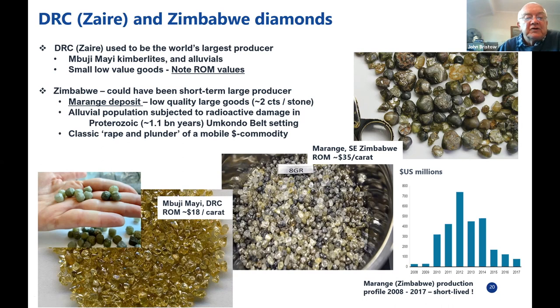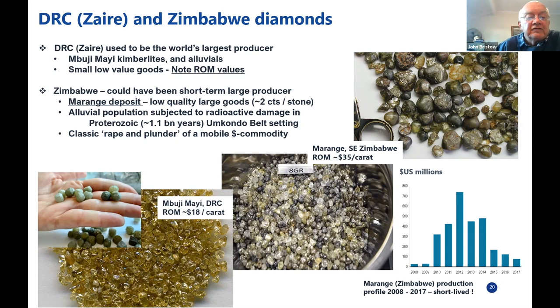Bottom left-hand side is the famous Mbuji-Mayi locality. It's interestingly kimberlitic material, but it's been smeared and stretched over the top by quite extensive erosion, and so you have an overprint of an alluvial deposit sitting on top of kimberlite. So Mbuji-Mayi, Zaire, before Russia and Botswana, used to be the world's largest producer of diamonds, Zaire or the Democratic Republic of Congo.